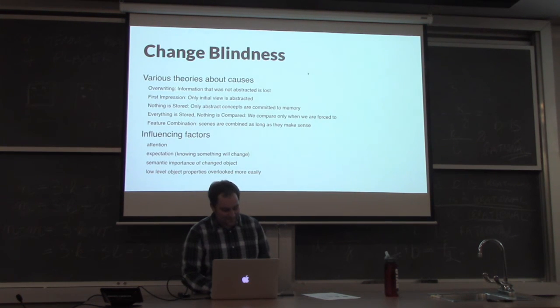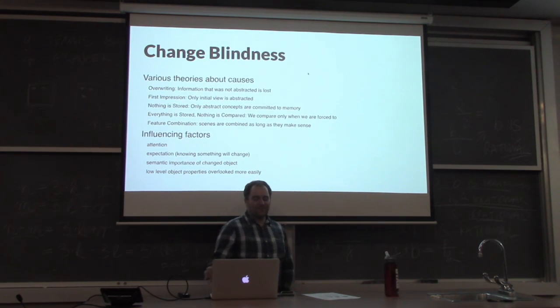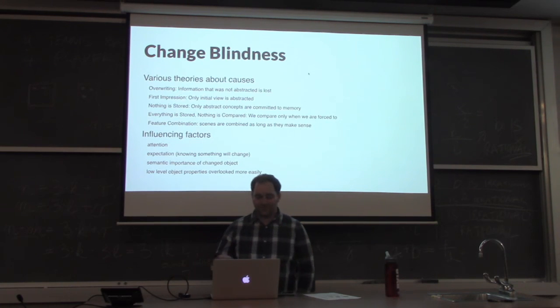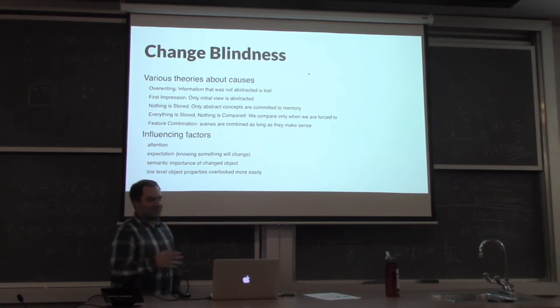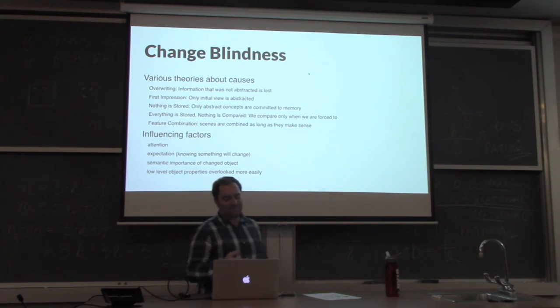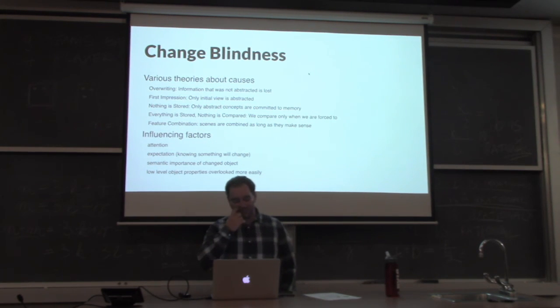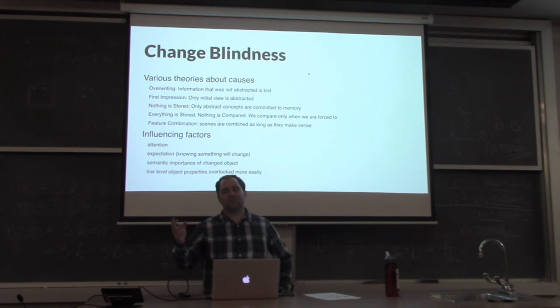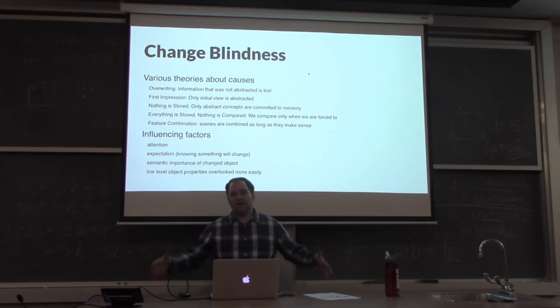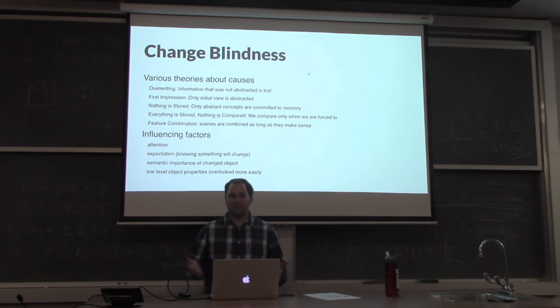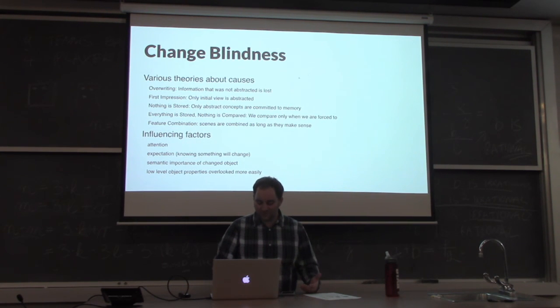So there's a couple of different theories about the causes. I don't want to go into details here, but it is dependent on your attention, on your expectation. For example, if you know that something will change, you will perceive it. And it's also of the semantic importance of an object in the scene. So if there's only 1 person in the picture, and you see this 1 person and it disappears, then of course you will notice it. But if it's something in the background, it's hard to notice.